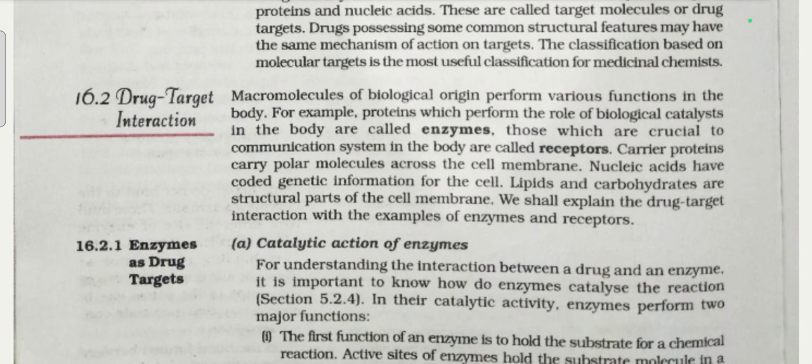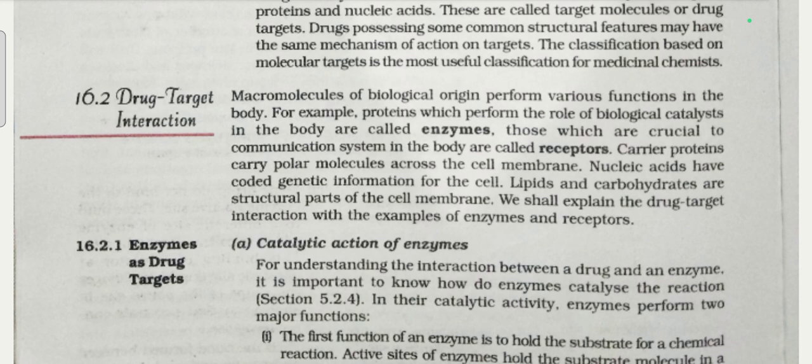Drug target interaction. Macromolecules of biological origin perform various functions in the body. For example, proteins, which perform the role of a biological catalyst in the body, are called enzymes. Those which are crucial to communication system in the body are called receptors. Carrier proteins carry polar molecules across the cell membrane.